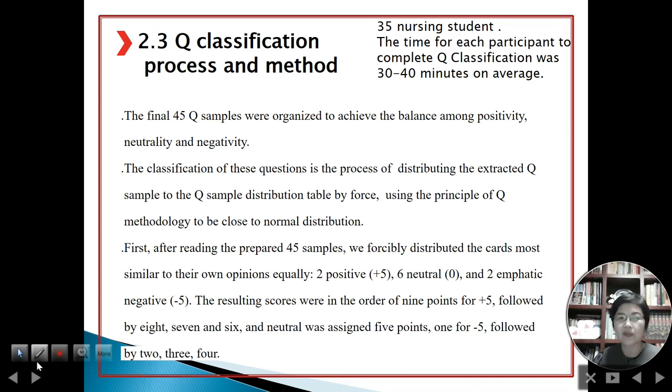First, after reading the prepared 45 samples with possible descriptions, the card most similar to their own opinion was placed at emphatic positive plus 5, neutral 0, and emphatic negative minus 5. The resulting scores were in the order of plus 5, followed by 4, 3, and so on, with neutral at 0, and minus 5, followed by minus 4, 3, 2.